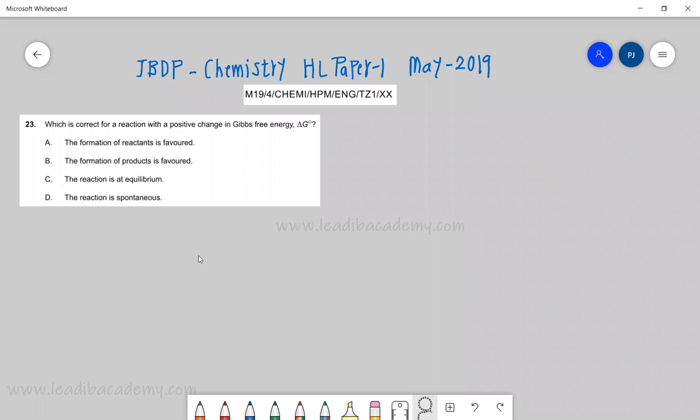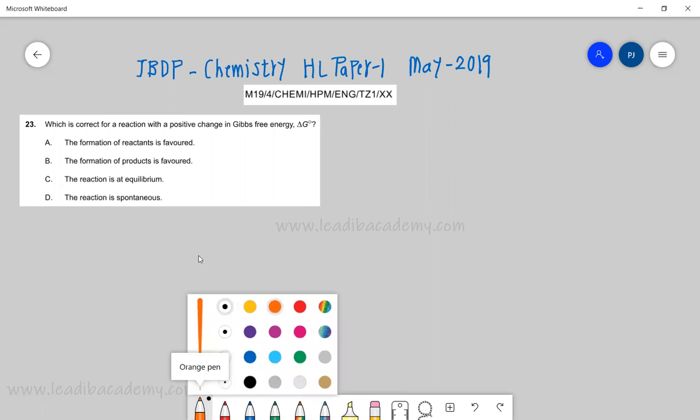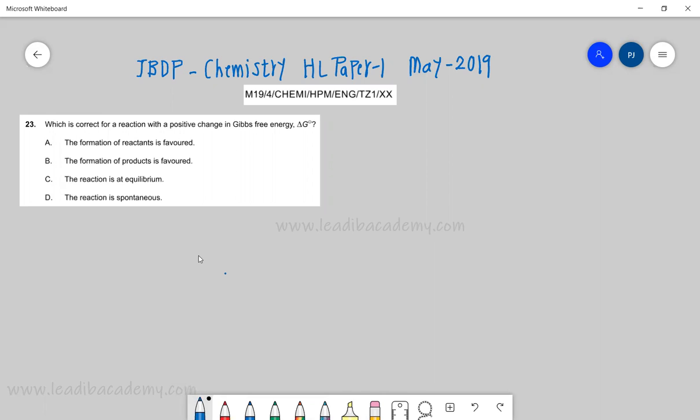Okay, let's look into question number 23. Obviously it pertains to Gibbs free energy, energetics, delta G. So let's understand the concept behind the positive change, that is the delta G concept. Let's revise quickly. When delta G naught is less than 0, the forward reaction is spontaneous.